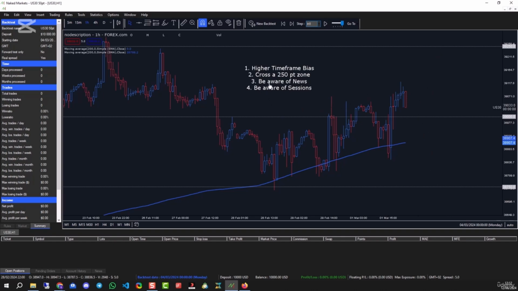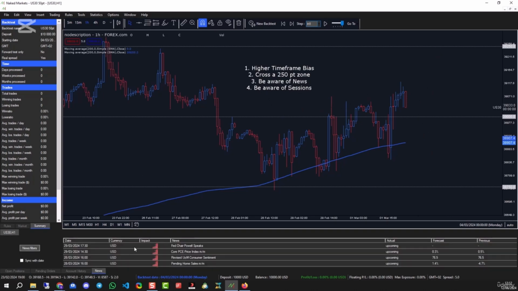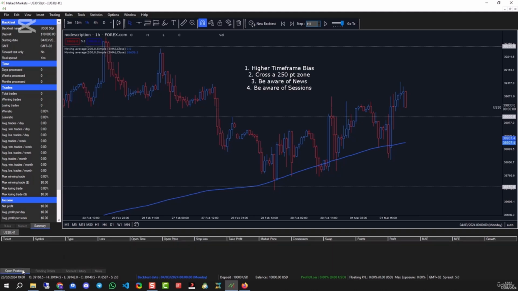We also need to be aware of news events. We know that news events are what moves the markets. As I said, this is actually down here. We have a calendar, and I can also get it to draw the events on the chart, which I'll do in a sec. Then we need to be aware of sessions.